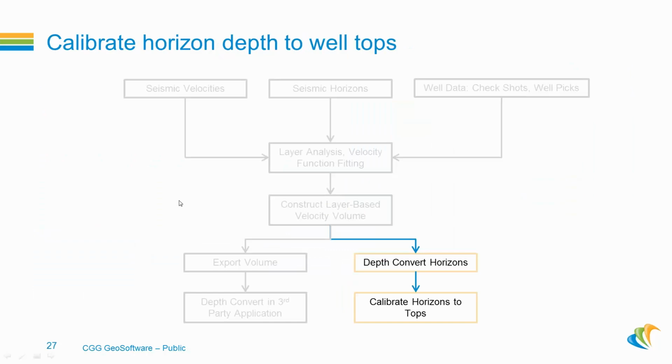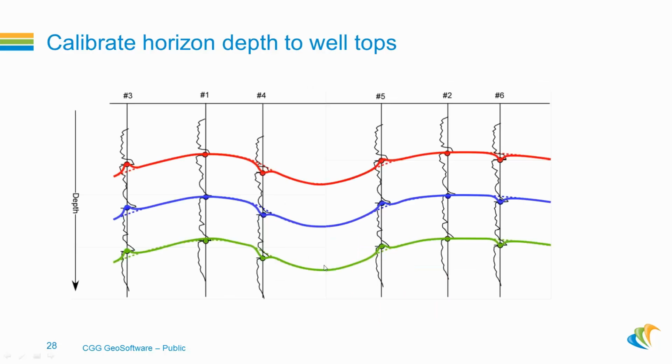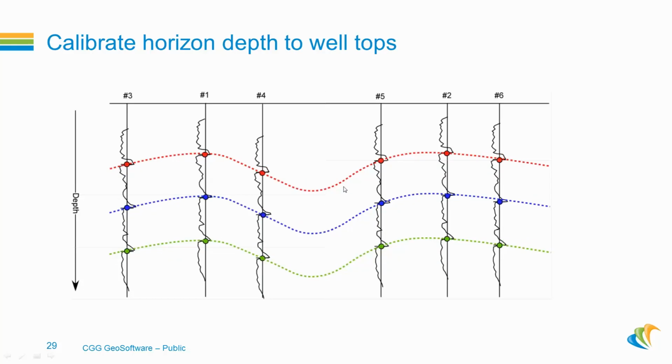After creating the model, when we convert the information, normally we have some misties between the well tops and the depth converted horizon, and that's why we are going to apply the next workflow, which is the depth-to-depth. In the depth converted horizon, what we are going to do is calculate these small misties, because we have a difference between the well tops and the depth converted horizon, and we are trying just to get those eliminated.